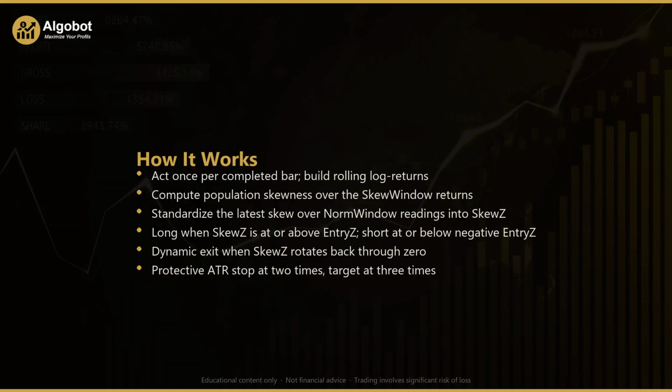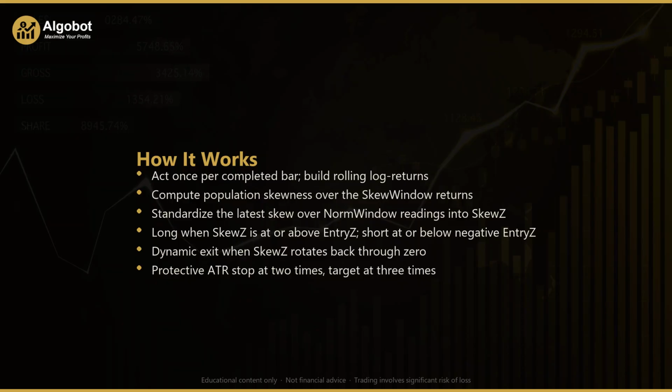Each bar produces one skewness reading, and these readings are stored in their own history. The normalization window, defaulting to 50 readings, defines how far back the strategy looks to judge what is normal. It takes the mean and standard deviation of those recent skew values, then standardizes the latest reading into a z-score called SkewZ. In plain terms, SkewZ answers the question, how unusual is today's asymmetry compared to its own recent behavior?